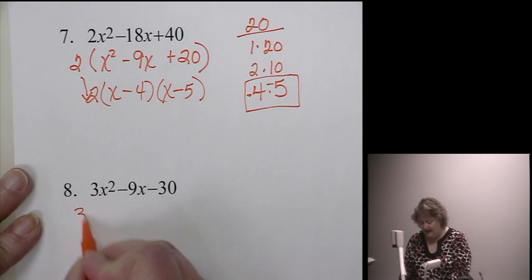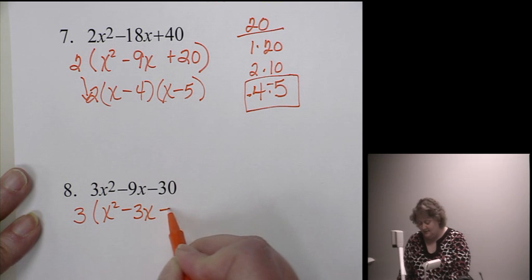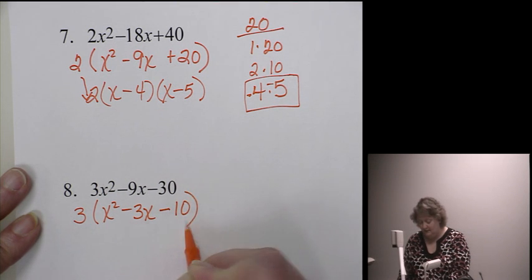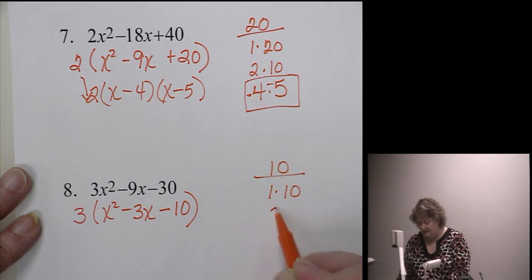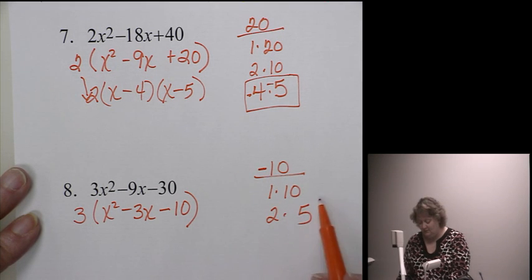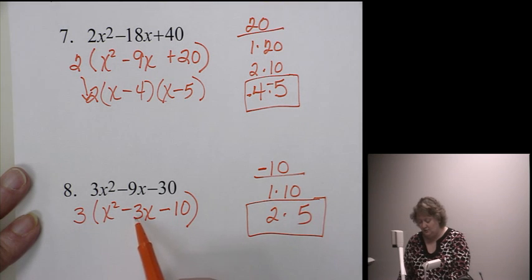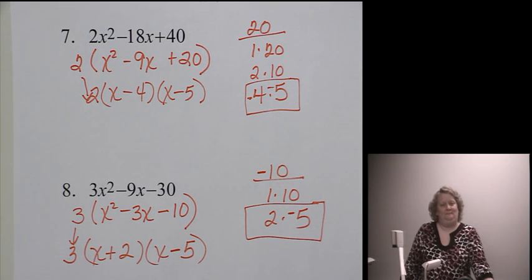Then down here, the common factor is 3, x squared minus 3x minus 10. Then the factors of 10 would be 1 and 10, and 2 and 5. I need to subtract to give myself the 3, so that would be the 2 and the 5. The larger one needs to go with the negative, and that means I've got down the 3, x, positive 2, minus 5, and everything matches up and works that way.